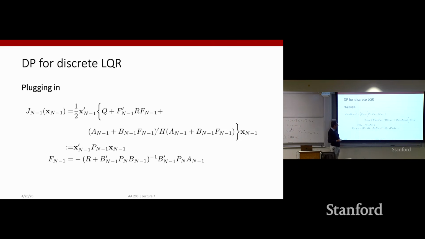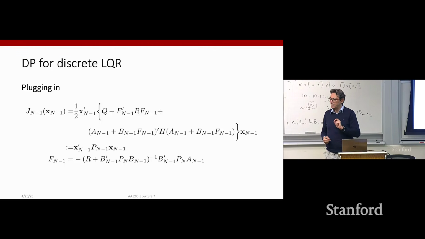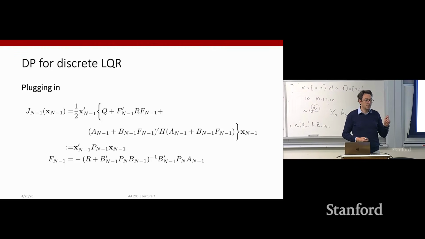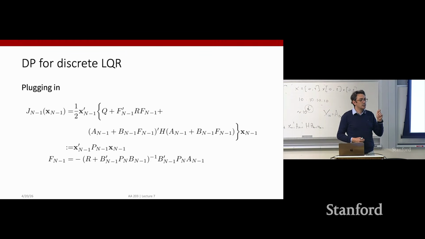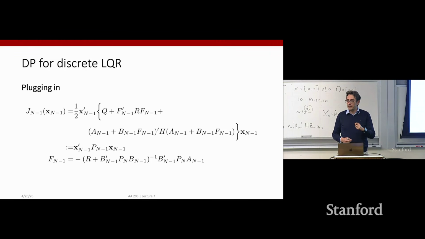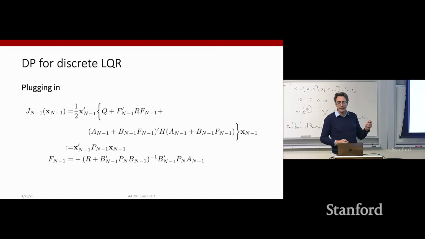We started with a quadratic cost, x_{n-1} transpose P_n x_{n-1}. Actually, for terminology, let's call that P_n. I found that for going one step backward, the optimal control is linear feedback on the state, and the optimal cost for the tail problems is a quadratic in the state.